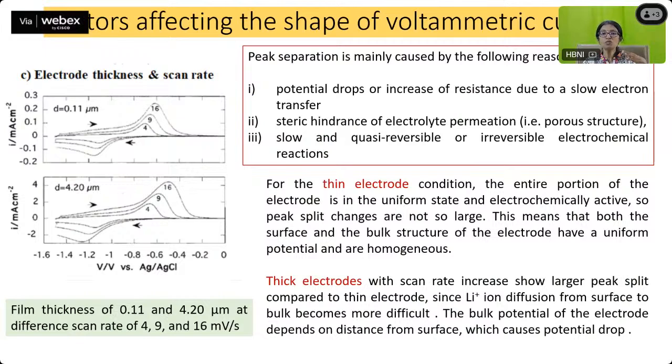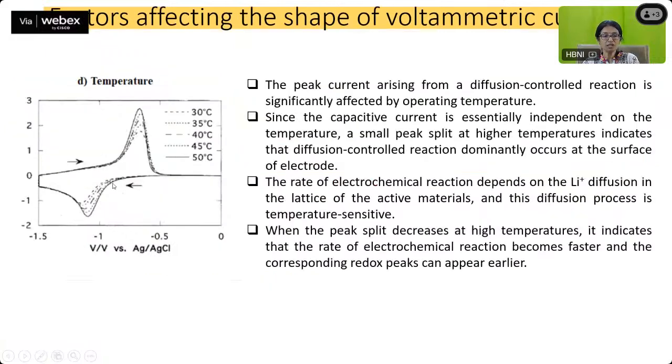Lithium ion diffusion from surface to bulk becomes more difficult, and the bulk potential of the electrode depends on distance from the surface, which causes the potential to drop, which is evident here in this figure. So you can see over here.